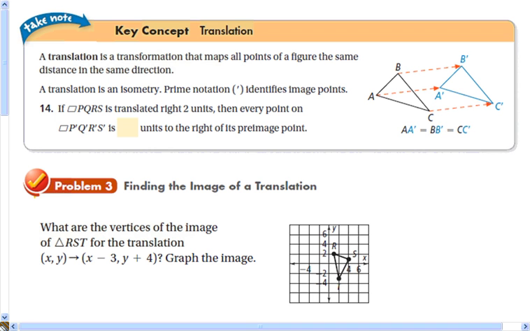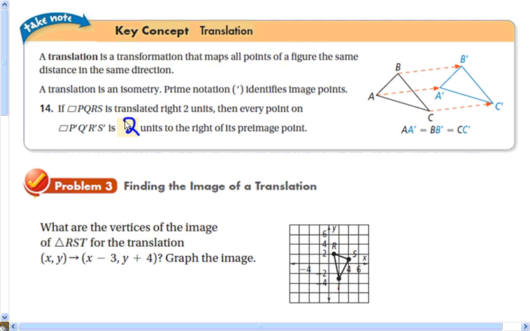All right, another new word here, translation, is a transformation that maps all points of a figure the same distance in the same direction. A translation is an isometry. Prime notation indicates the image points. If parallelogram PQRS is translated right 2 units, then every point on parallelogram P prime Q prime R prime S prime is 2 units to the right of the pre-image point.